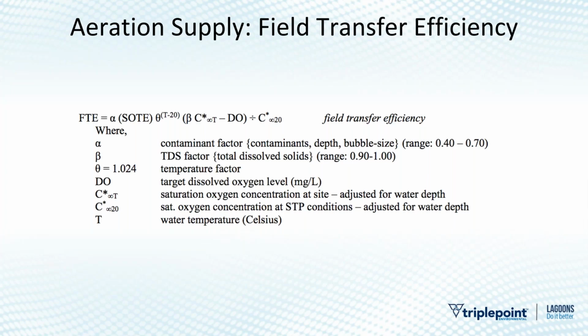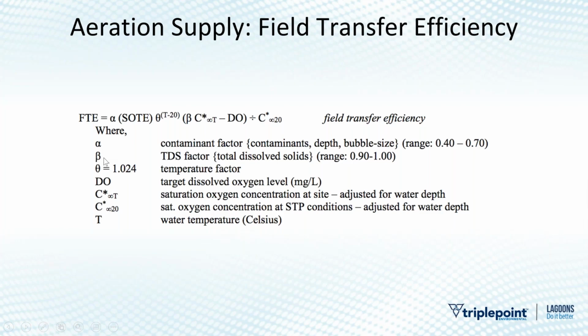That clean water testing was done in a lab with control conditions, or standard conditions, and adjusted to those standard conditions, so we can compare apples to apples, fine bubble to coarse bubble, for example. But it doesn't tell us what's going to happen when we put that device out in a dirty wastewater lagoon system. So we are going to discuss on a later slide the alpha factor. This is kind of the heavy hitter in terms of the field transfer efficiency equation.